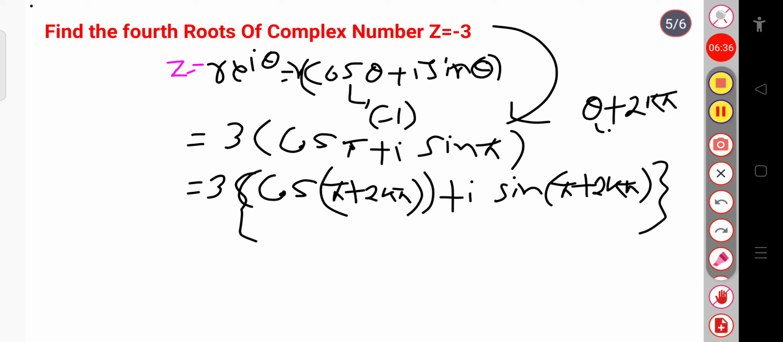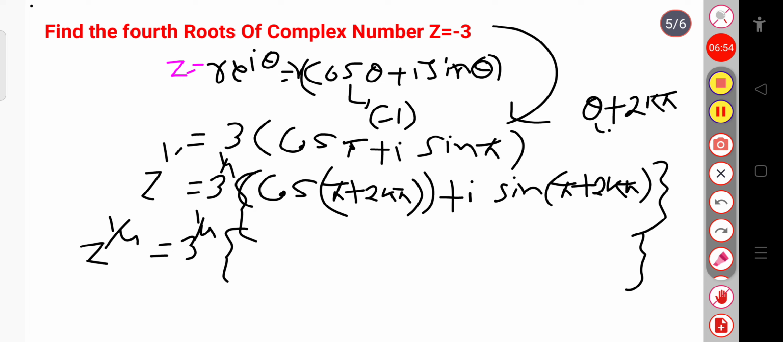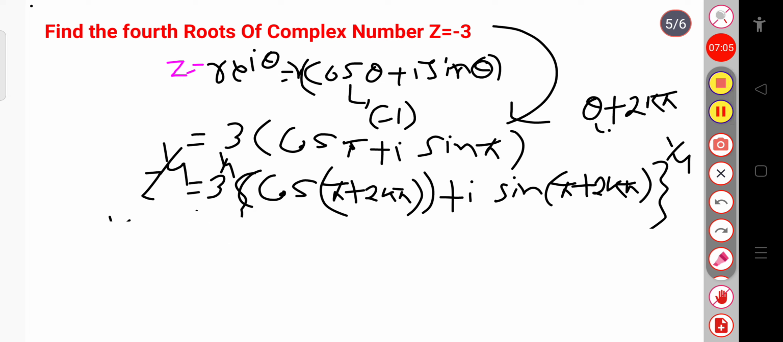Here I have to calculate the fourth root, meaning z power 1 by 4. So I can write it as 3 power 1 by 4 into cos pi plus 2k pi plus i sin pi plus 2k pi, whole power 1 by 4. Clear? By applying de Moivre's theorem, that is, cos theta plus i sin theta whole power n will be cos n theta plus i sin n theta.